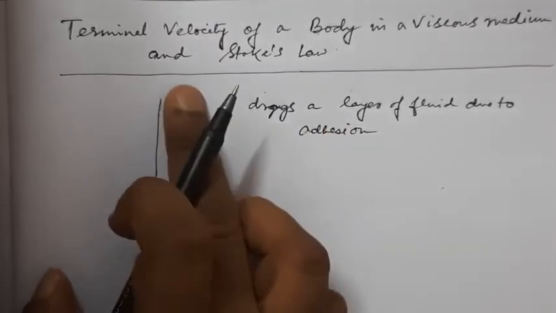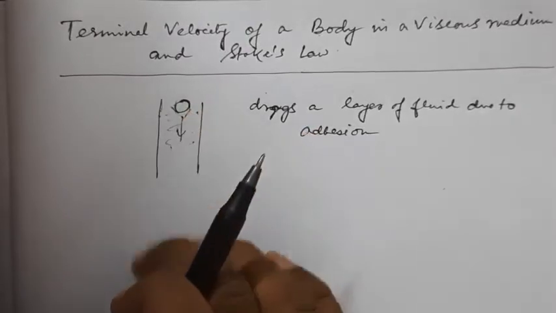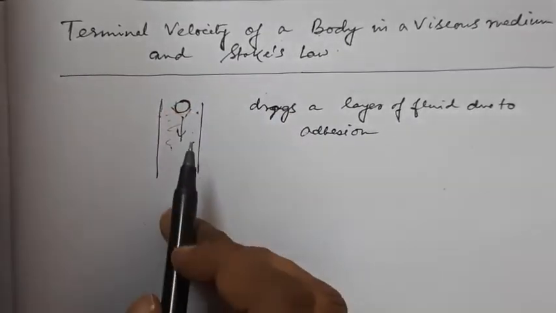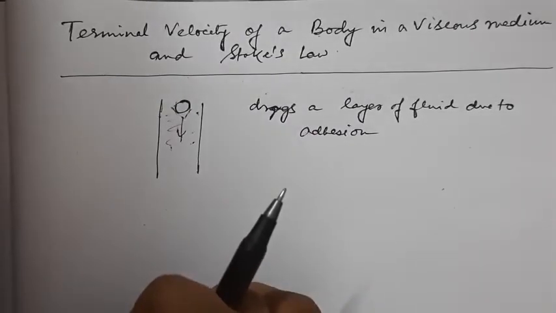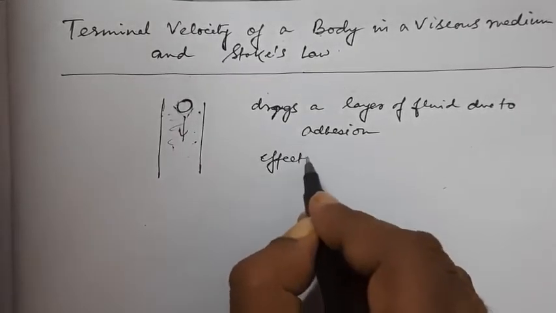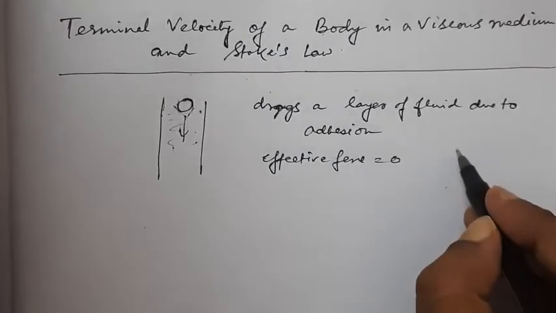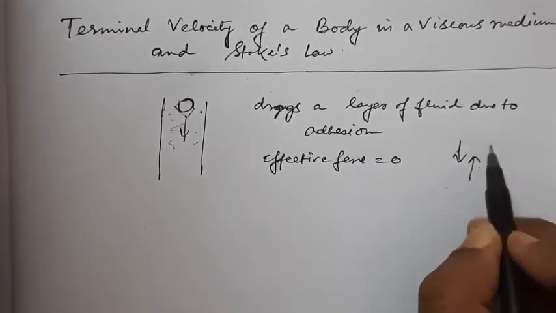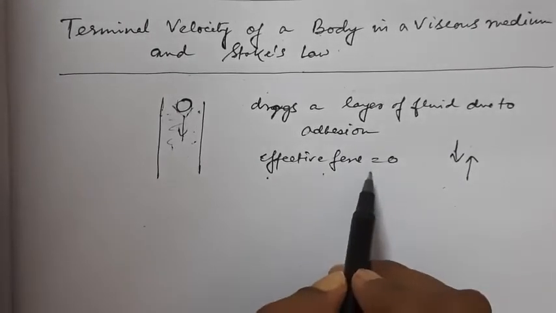The weight of the body is acting downwards, causing a downward acceleration, whereas the viscous force is opposing this motion, an opposing upward force. But if the body is small, what happens? This opposing force becomes equal to the downward force. The effective force acting on the body becomes zero. That means one force acting downwards, another force acting upwards: the weight of the body acting downwards and the viscous drag acting in the opposite direction. These two neutralize each other, so the effective force is equal to zero.